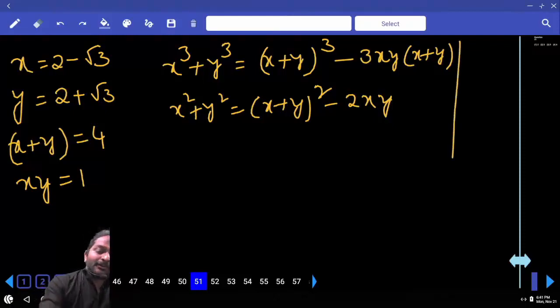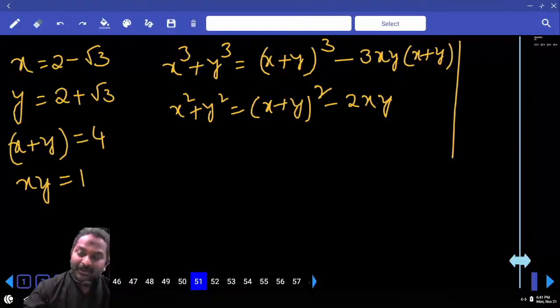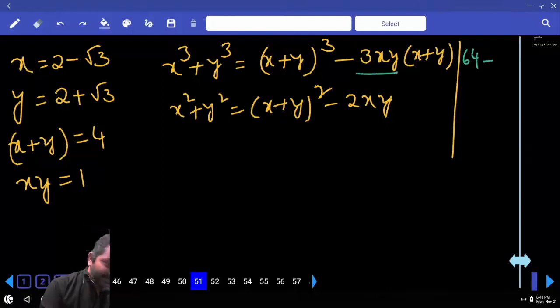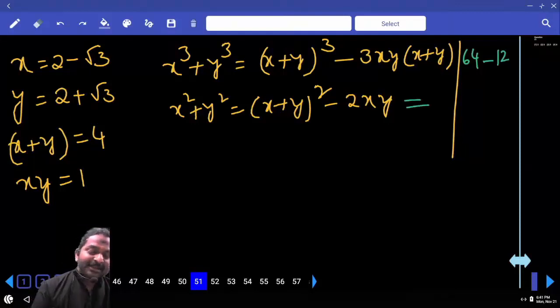x plus y whole cube is 4 cube. How much? 64, minus 3 into xy, 3 into 1, 3 into x plus y, 4. How much is that? 12. 64 minus 12, simplified value? 52. Now what is this? x plus y whole square, 16 minus 2. How much is that?